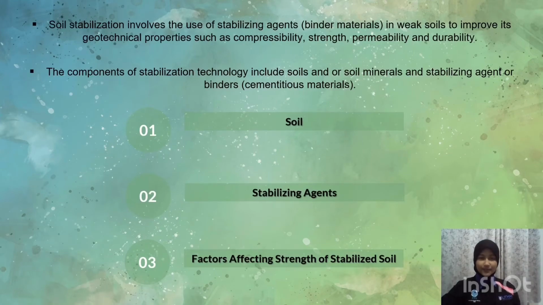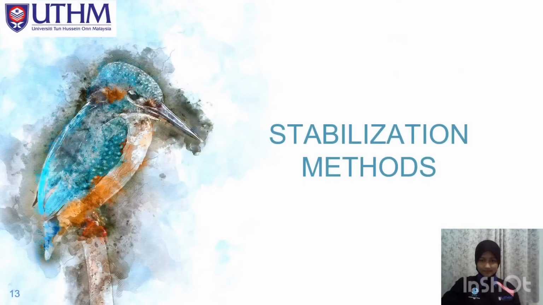To improve geotechnical properties of soil, such as compressive strength, soil strength, permeability, and durability, we need to use stabilizing agents, or what we call binder. So the components of stabilization are first soil, second stabilizing agent, and the last one is the factor affecting the strength of stabilized soil. Stabilization method.